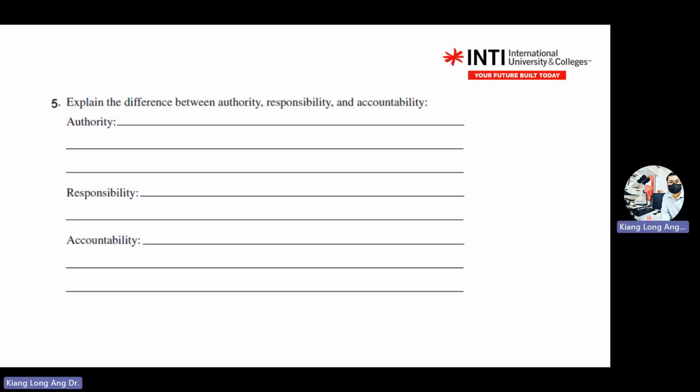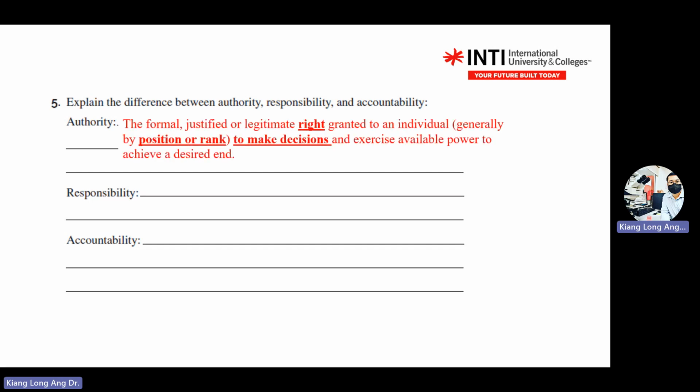Number 5. Explain the difference between authority, responsibility, and accountability. This one is available in my slides, so I'm going to give you the answer. Authority is the right to make decisions. I just highlight the keyword; the rest you elaborate. Authority is the right to make decisions.